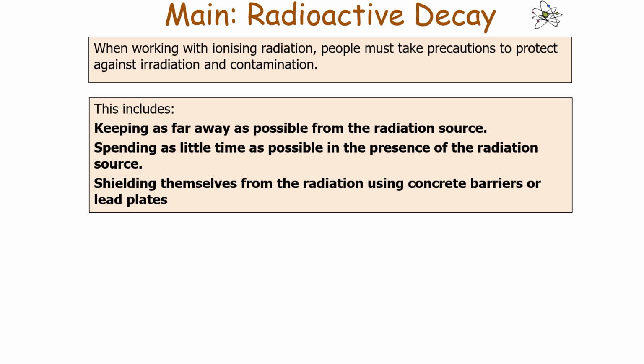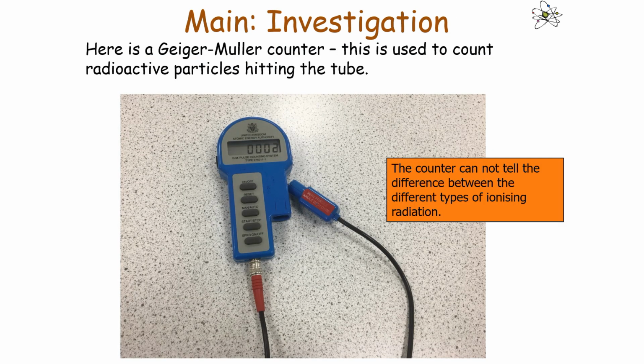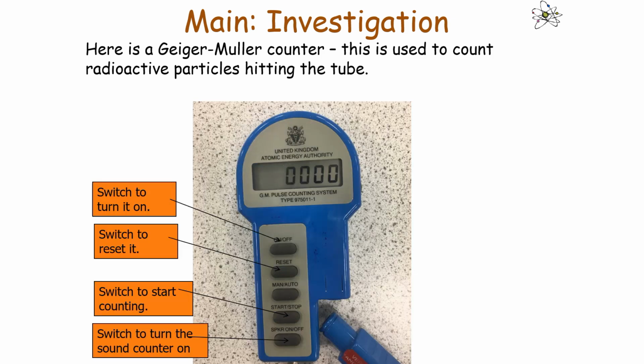Now this includes keeping as far away as possible from the radiation source, spending as little time as possible in the presence of the radiation source, and shielding yourself from the radiation using either concrete barriers or lead plates. Now you can measure how many radioactive particles, alpha, beta or gamma, hit a tube with a Geiger-Müller counter. This can't tell us the difference between the different types of radiation, but we can use it to measure the count of a radioactive source.